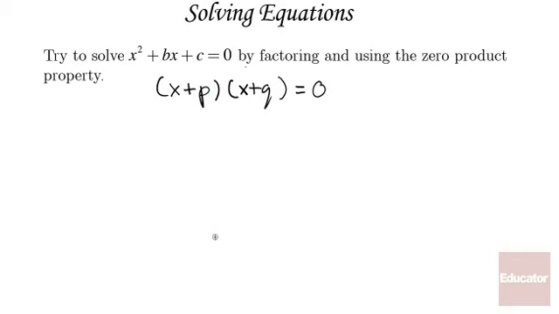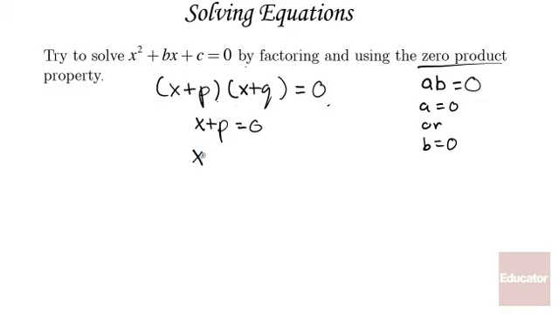Now, recall the zero product property. The zero product property says that if I have the product of two terms and they equal 0, then either a equals 0 or b equals 0, or they have to both be 0. The only way you're going to get a product that is 0 is if one of these terms is 0. Therefore, if x plus p times x plus q equals 0, either x plus p equals 0, x plus q equals 0, or perhaps they're both 0. So you're going to solve for x for both of these and get two solutions.